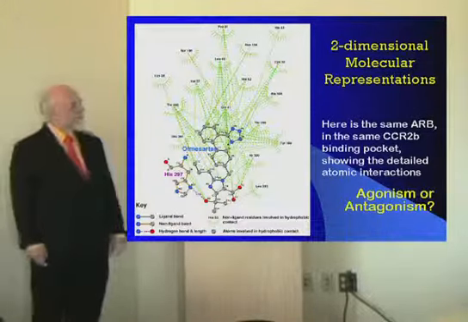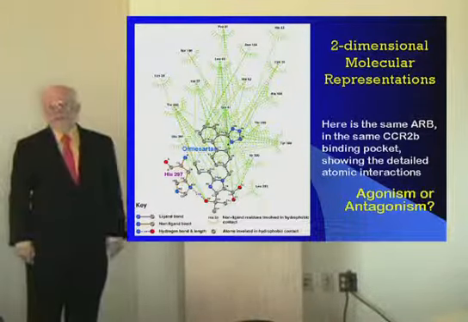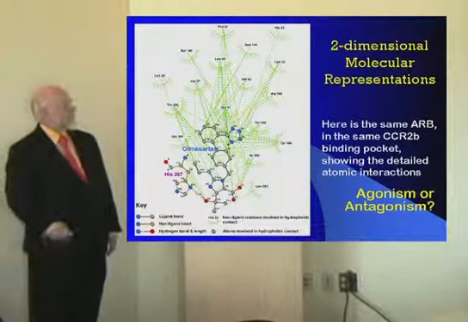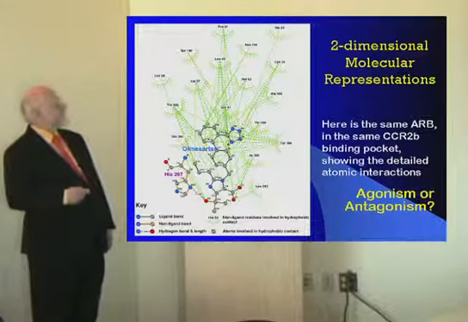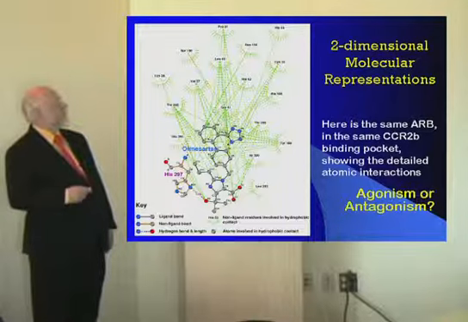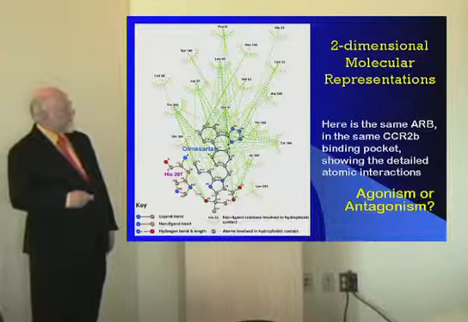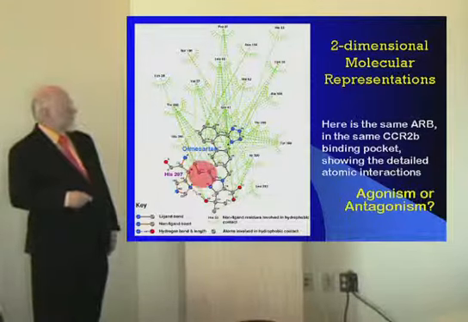antagonist, whether the drug is acting in order to enhance the operation of the receptor or to block operation of the receptor. And here is the same ARB and the same CCR2B binding pocket, but now you've got the detailed atomic interactions. You've got each of the residues, each of the amino acids in the receptor, and specific lines showing which of the ligand or which of the ARB atoms are within a bonding distance, or certainly a van der Waals distance. And here is the hydrogen bond.